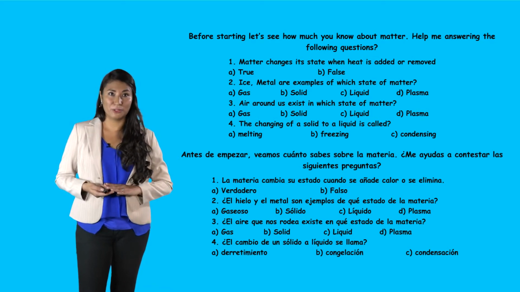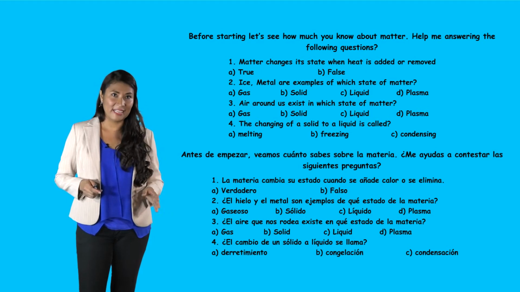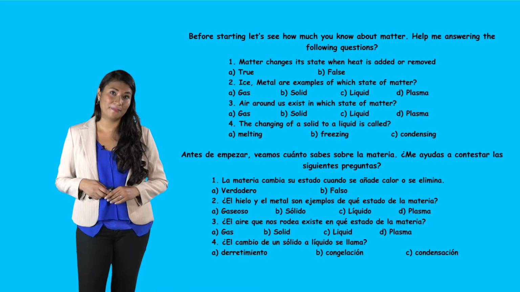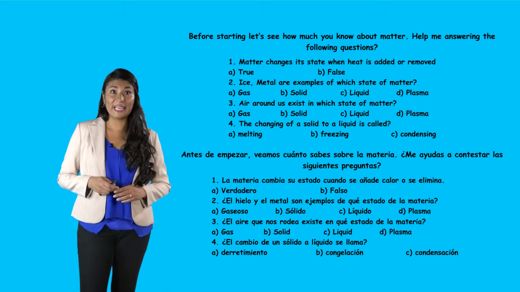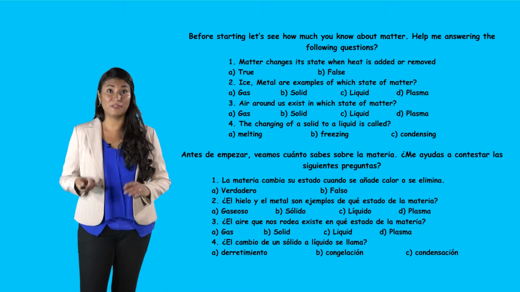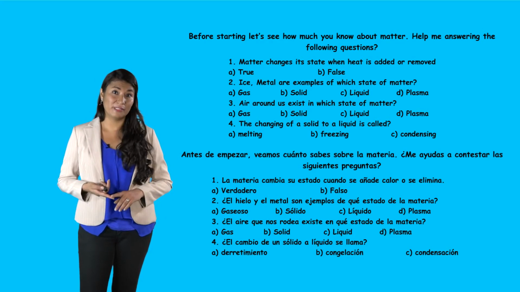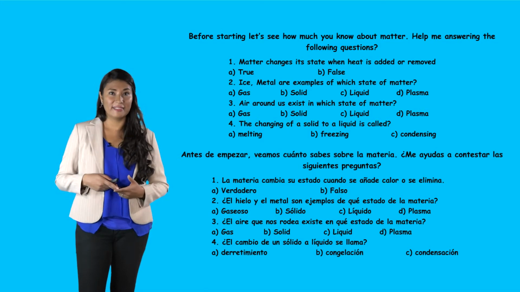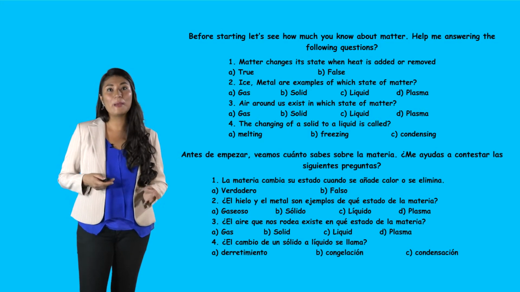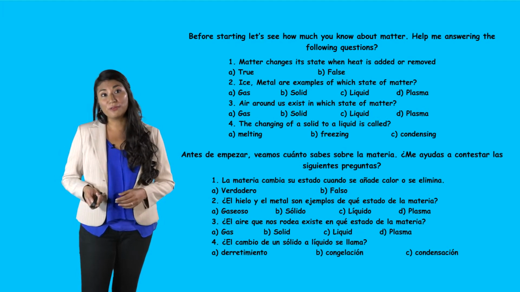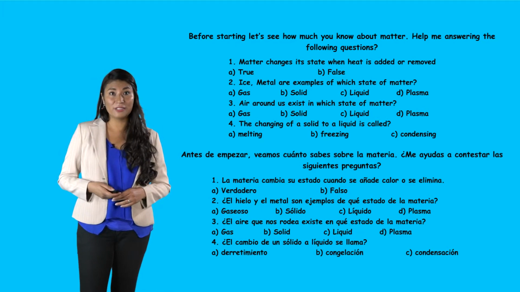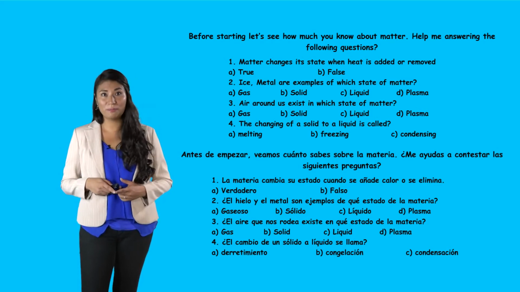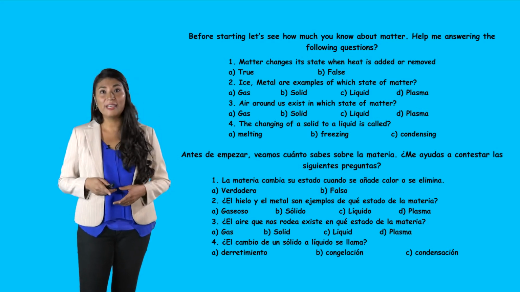We have 4 options. Letter A, gas, letter B, solid, letter C, liquid, or letter D, plasma. The question number 3 says, air around us exists in which state of matter? We also have 4 possible answers. Gas, then letter B, solid, then liquid, and finally, plasma. For the question 4, we say, the changing of a solid to a liquid is called option A, melting, option B, freezing, or option C, condensing.